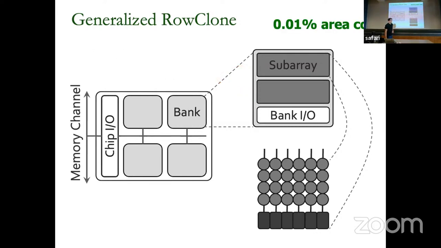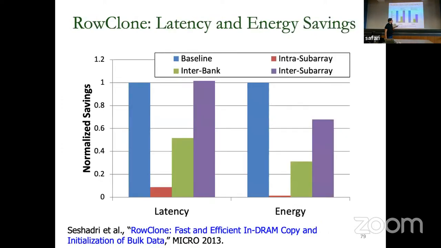But all of these can be enabled with essentially negligible area cost. And the results are pretty good in terms of latency, 11.6 for the faster version, that is the intra-subarray copy, and great energy savings as well. But even for the inter-subarray copy, there are energy savings, as you see, right? Because it's this bar as compared to this one, that is the baseline.